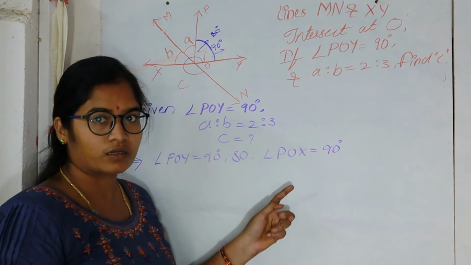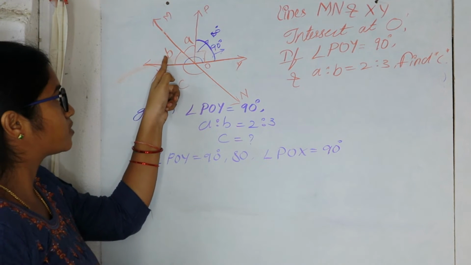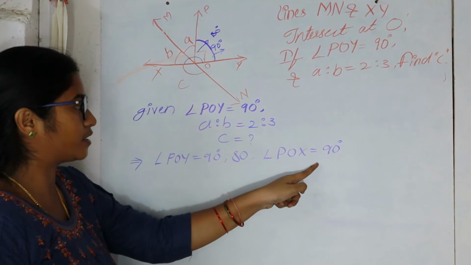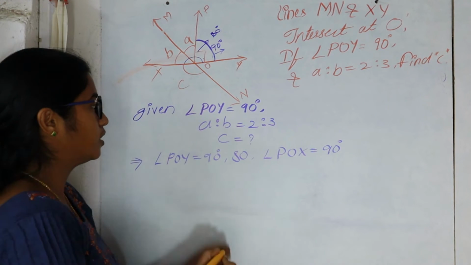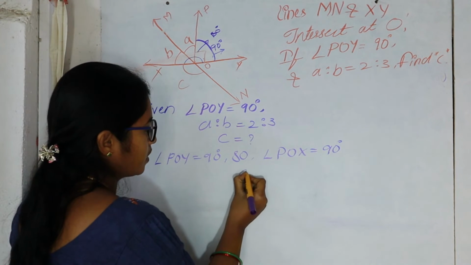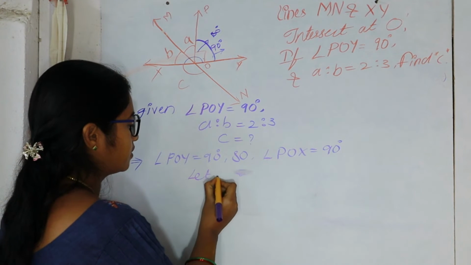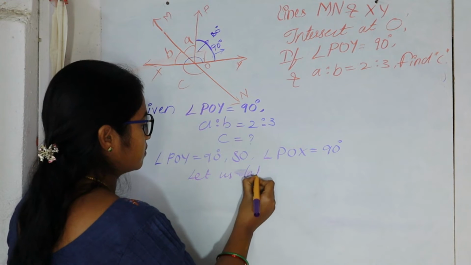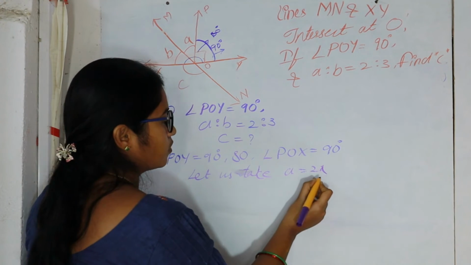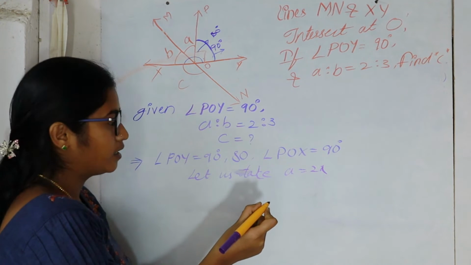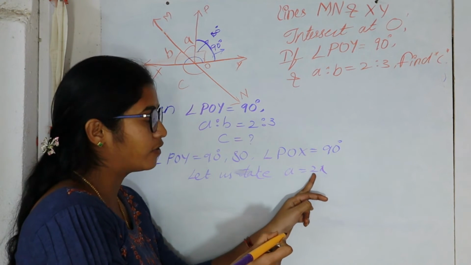Clear? And next, angle A and angle B. The sum of these angles equals 90 degrees, but A and B are in the ratio of 2:3. So we can say, let us take A equals 2x. A has some angle, that is in the fraction of 2.